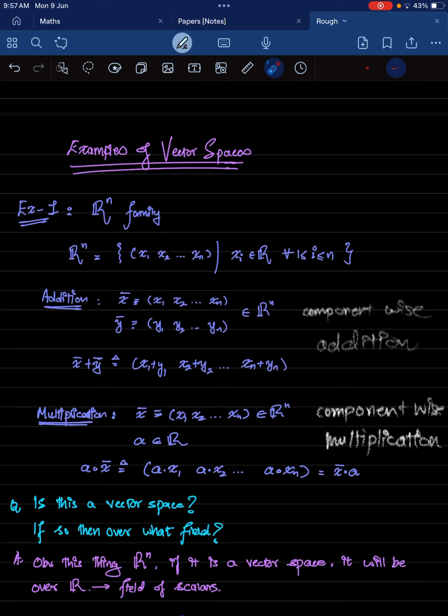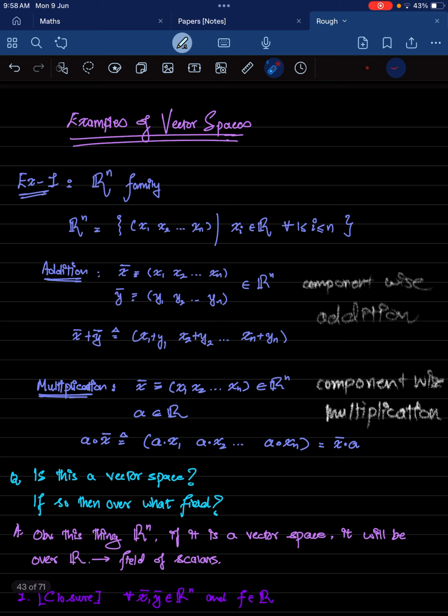Hello and welcome back. Today I'll be looking at an example of a vector space, and the example that I will be looking at is a pretty popular one, and that's the Rn family. So Rn is basically a collection of n real numbers. It's an ordered collection of n real numbers. Each component in this array is a real number, and that's why there's the R, and since there are n of them, that's why there is the n.